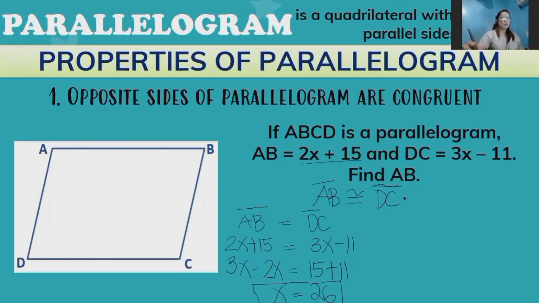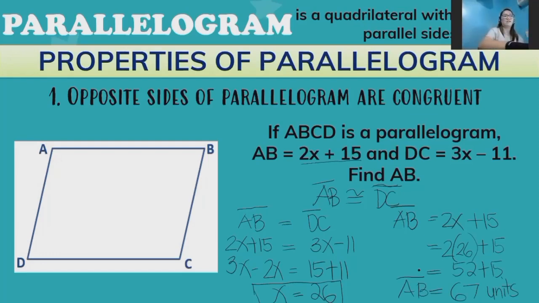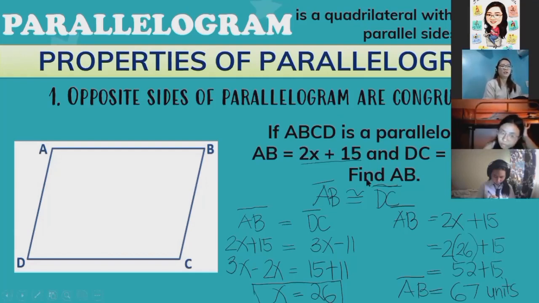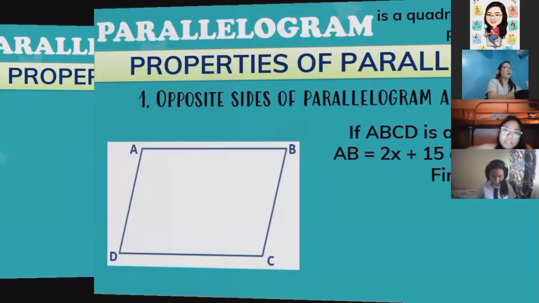Okay, so with that, since we have x now, we can say that AB, which is equal to 2x plus 15, we use this to substitute the value of x, which is 26, just like what Samantha has shown us. So 2 times 26 is 52 plus 15, and your answer is 67 units, okay? The length of AB is 67 units. Do you have any concerns or questions about this one? Hello? Is this clear to you now? Yes, ma'am. Okay. So let's proceed with another one.